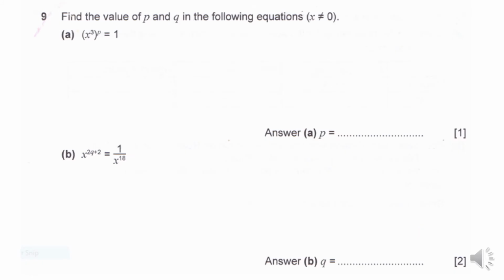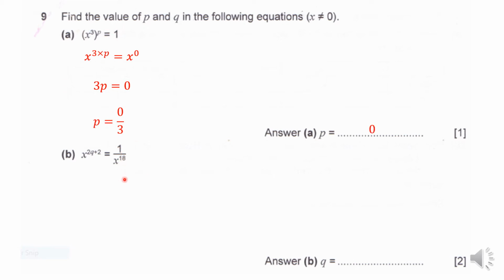Right, so you have got some exponential equations here. What I do is I write 1 as x to the power of 0, since anything to the power of 0, except 0, is 1. Now the bases are the same, so I equate the indices. So p equals 0, and that is the first answer that you're supposed to get.